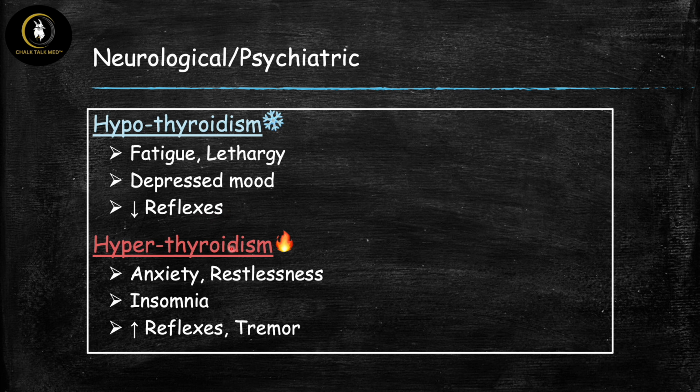Hyperthyroidism would be the opposite. So everything is revved up. So this is a patient that presents with anxiety, insomnia, and restlessness. And on exam, they would have brisk or increased reflexes, as well as you could potentially notice a tremor on them. And again, as somebody who's presenting with new onset anxiety or tremors, one of the things you want to check for is their TSH and thyroid levels to assess for hyperthyroidism.